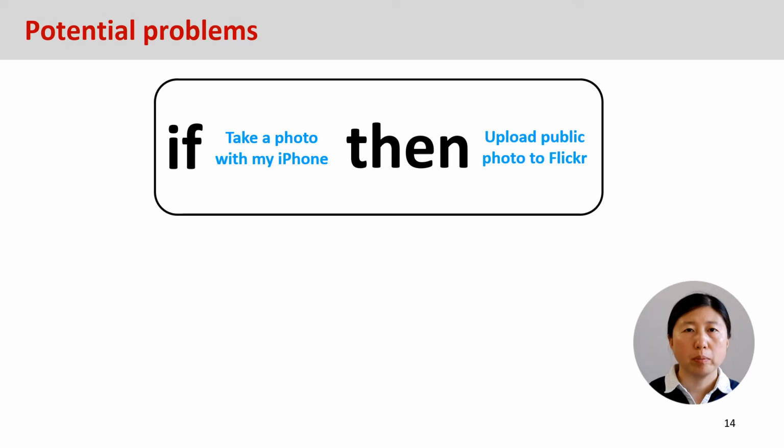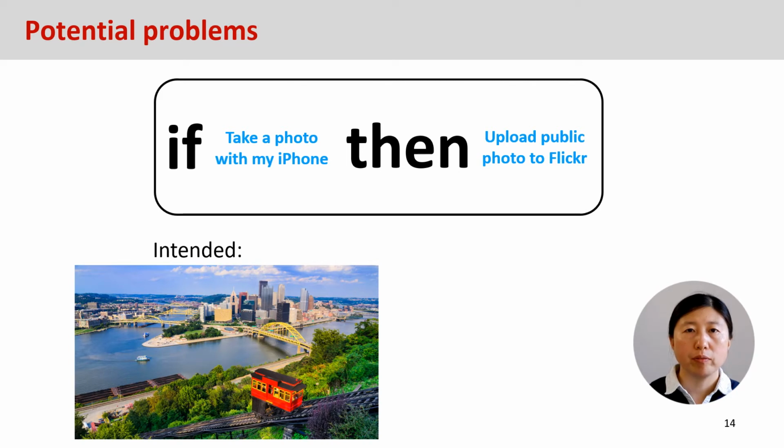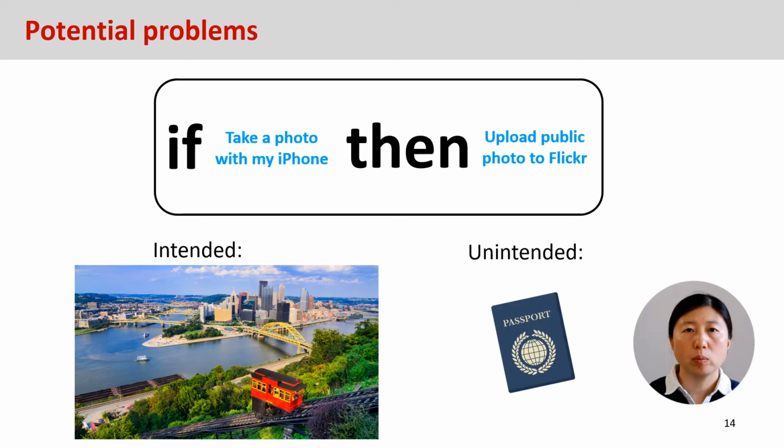Here are some problematic rules. This one says, if I take a photo with my phone, then upload it as a public picture on Flickr. The intended use is that if I'm going sightseeing, I would like my friends to see all the cool places that I've been to. However, if I forgot to turn off this rule and I got home and took a photo of my passport, then all my private information would have been leaked as a public photo on Flickr.